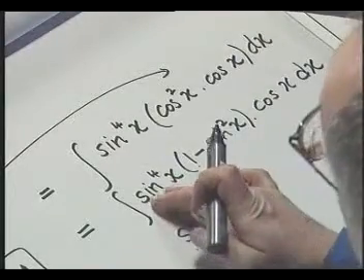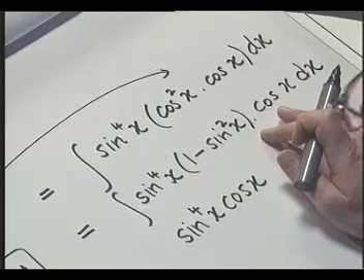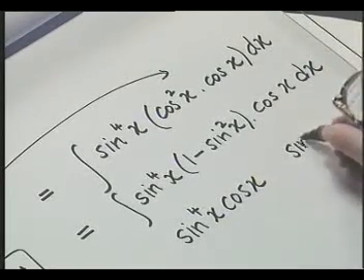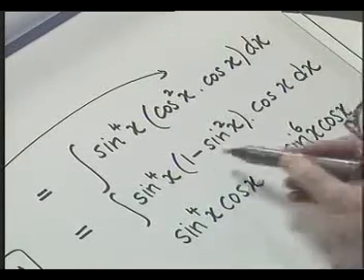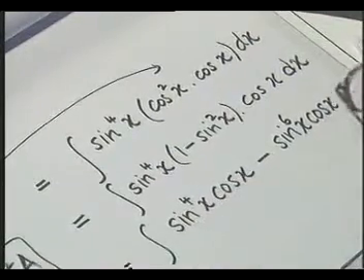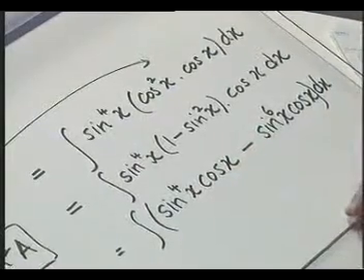There'll be sine to the 4th x multiplied by sine squared x, which is sine to the 6x, all multiplied by cosine x. And there's a minus sign in the middle. And we want to integrate all that with respect to x. Again, a simple substitution will allow us to finish this off.